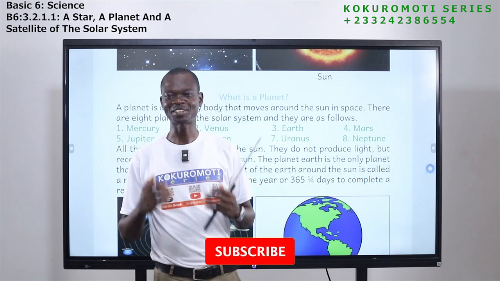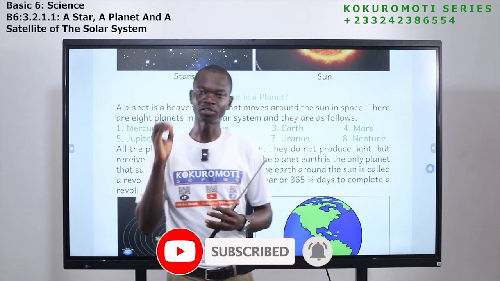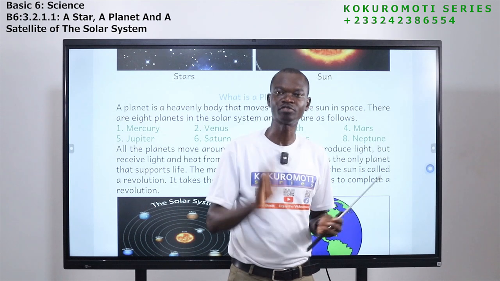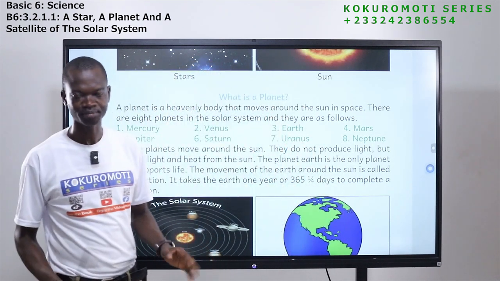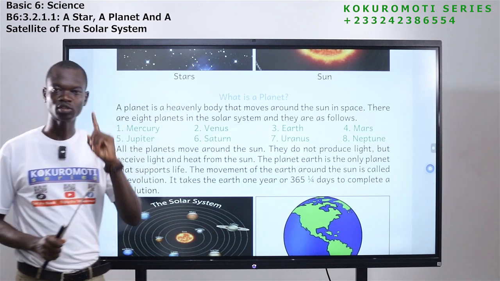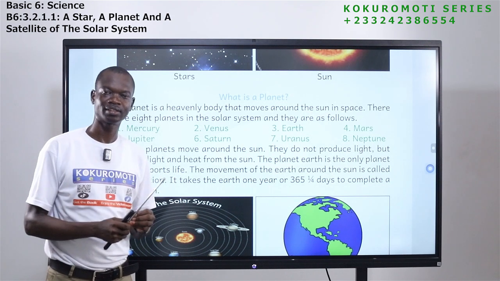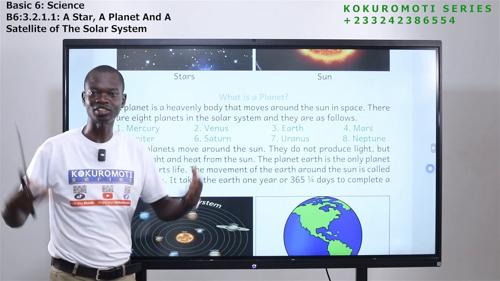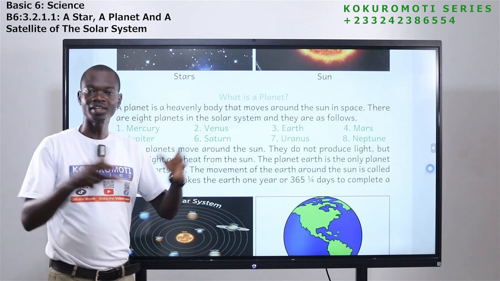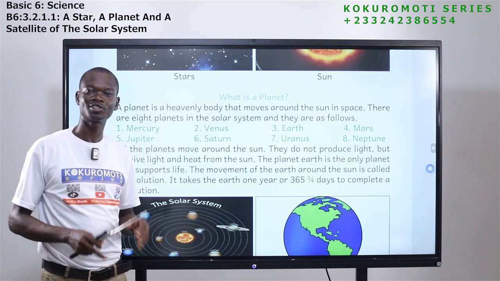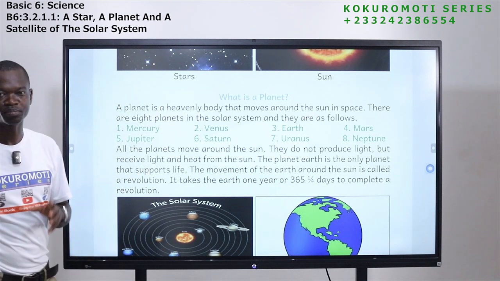I hope you have recalled. So these are the planets of the solar system. Planets of the solar system are heavy bodies that move around the sun in space. So we have seen that we have 8 planets. And among the 8 planets, there is only one planet that supports life, and that planet is called Earth. That is where all living things live. So we are living on the planet. Okay, and it's the third planet.